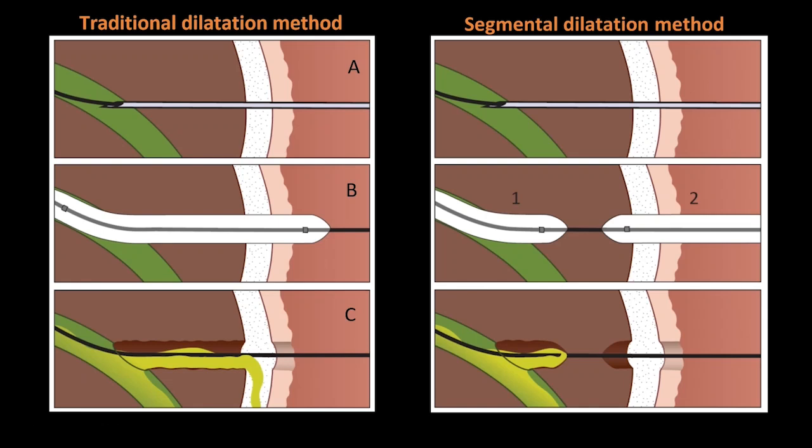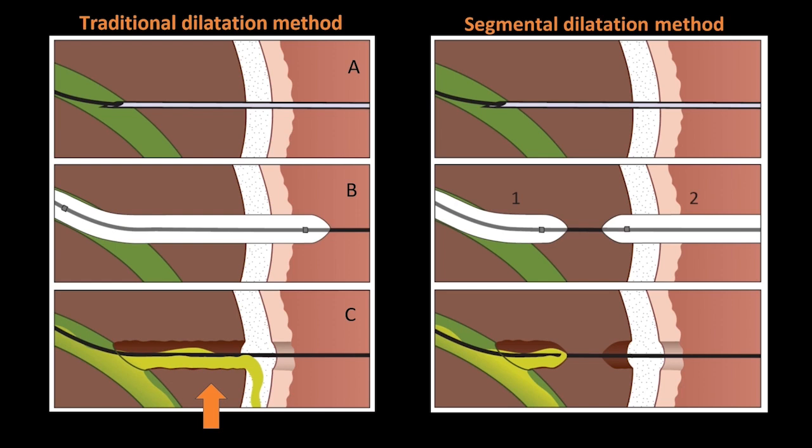Traditional methods used for tract dilatation involve simultaneous dilatation of the entire tissue tract from the bile duct to the stomach. As is seen in the illustration on the left, this allows for unrestricted leakage of bile through the dilated liver parenchyma into the peritoneum.